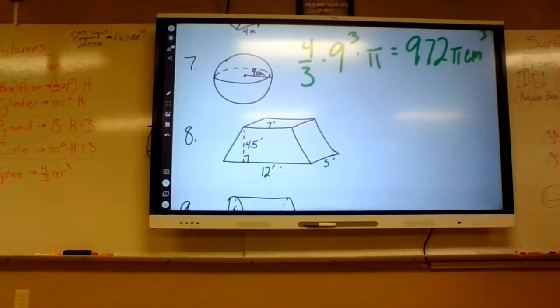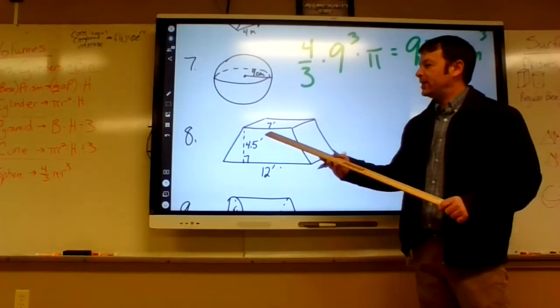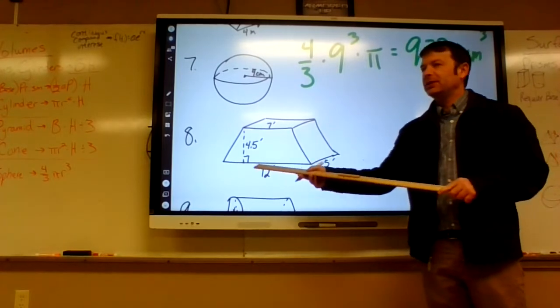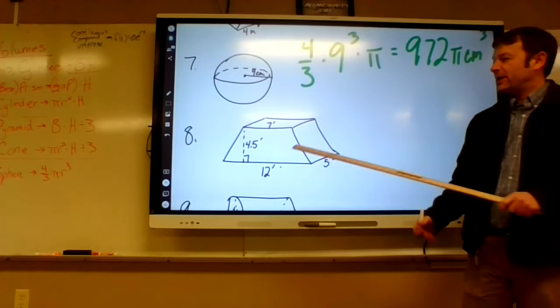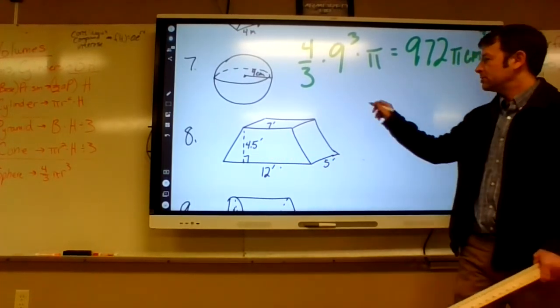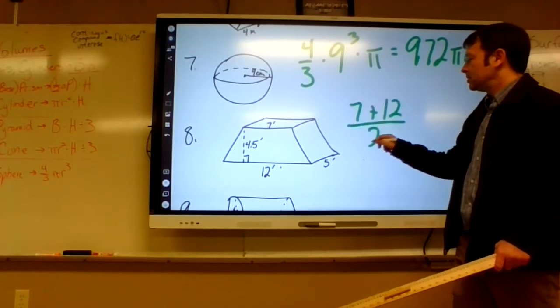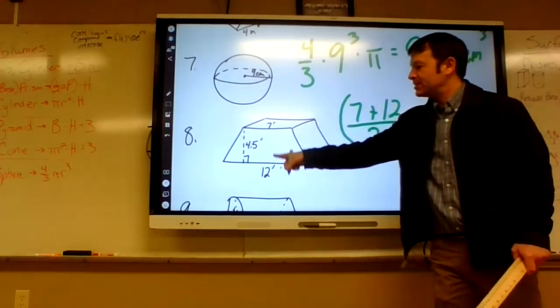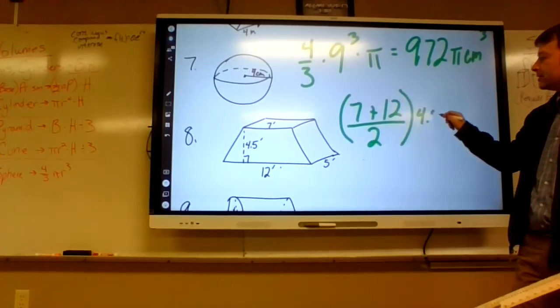I know how to do the trapezoid. Okay, it's basically a prism, so we need the area of the base. The base is a trapezoid. The bases are the two sides that are the same. So how do I find the area of this trapezoid right here in front? 7 plus 12 divided by 2 times 4.5. Okay, average of the bases, 7 and 12, times the height.